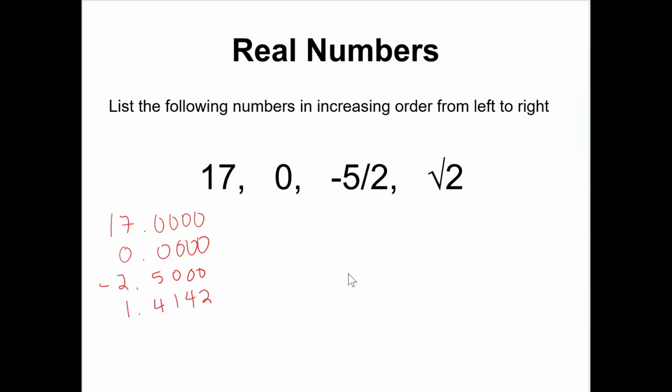So now, increasing order from left to right. So we want our smallest number. Well, our negative number is the smallest, and then 0. And then we've got square root of 2 and 17. So we can reorder these by comparing them all and putting them all into decimals.